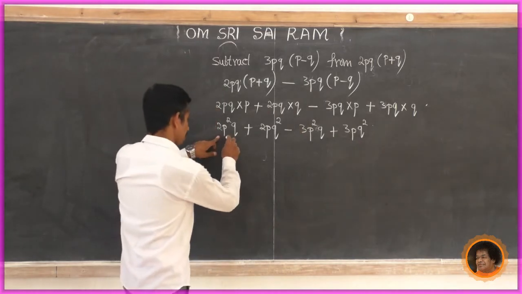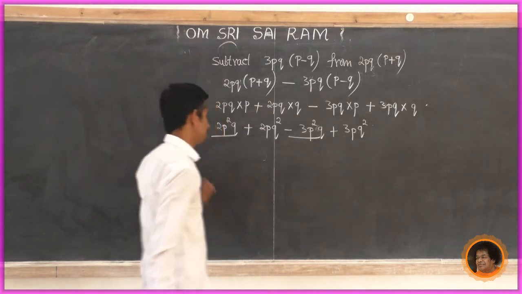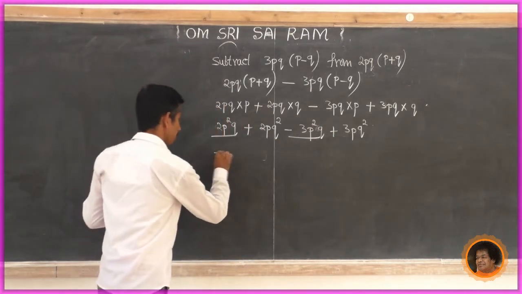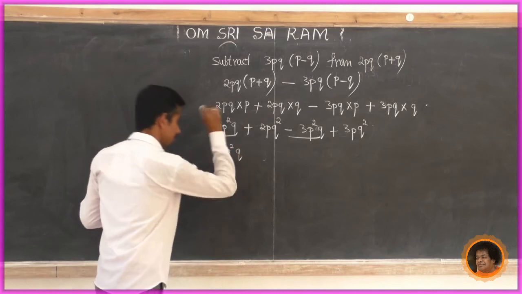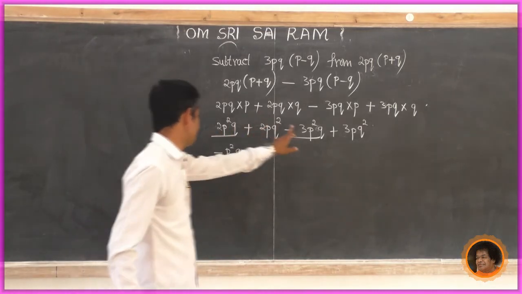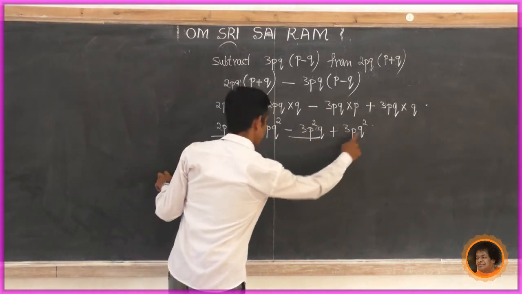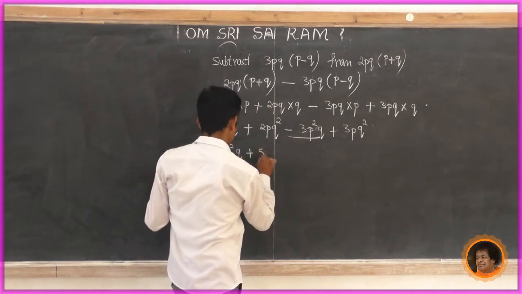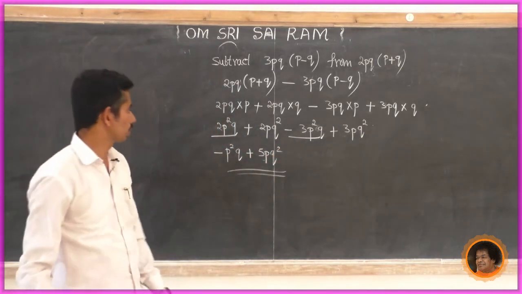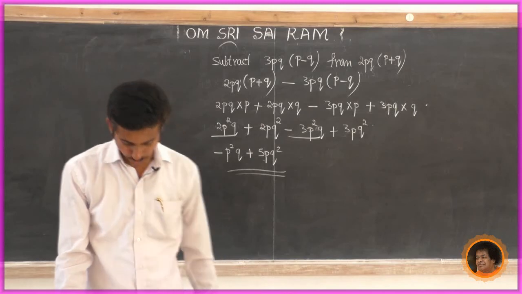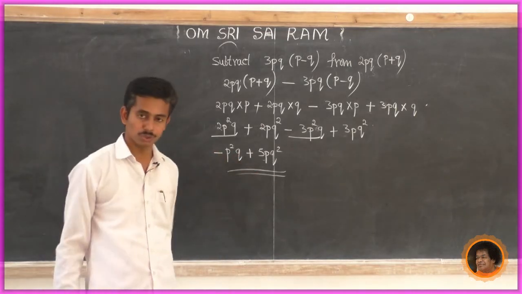Now 2p squared q minus 3p squared q, we get minus p squared q. Why? Because plus 2 and minus 3. 2pq squared and 3pq squared becomes plus 5pq squared. So minus p squared q plus 5pq squared is the answer.